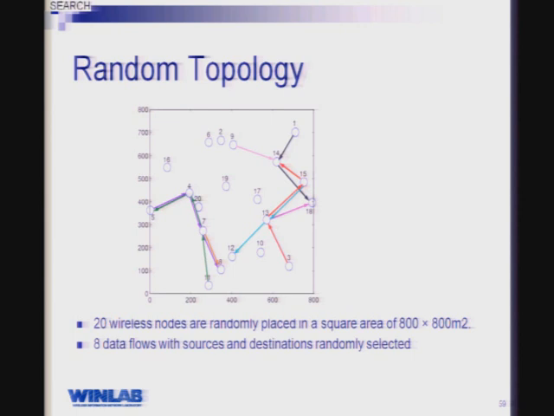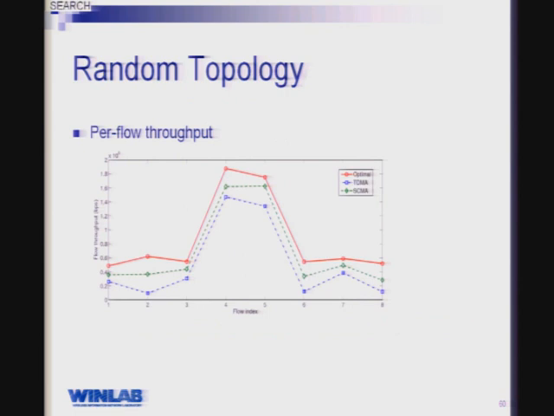And then lastly, we consider a random topology, and we assume there are 20 wireless mesh routers randomly placed in a square area of 800 by 800 square meters. And there are 8 data flows with sources and destinations randomly selected. Here we use 8 different colors to represent different flows with the arrows indicating the direction of the flows. And then we repeat the experiment, each with a randomly generated channel matrix for 20 times, and present the per flow throughput here. So we can see that in this case, SCMA still outperforms TDMA and is a little bit lower than the optimal values.